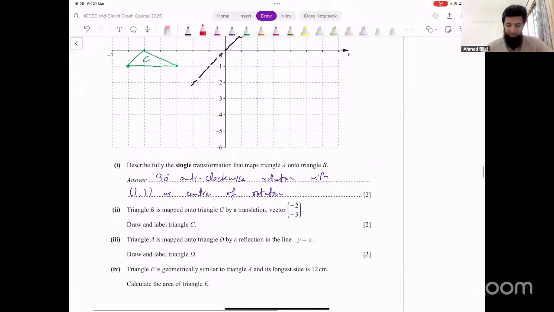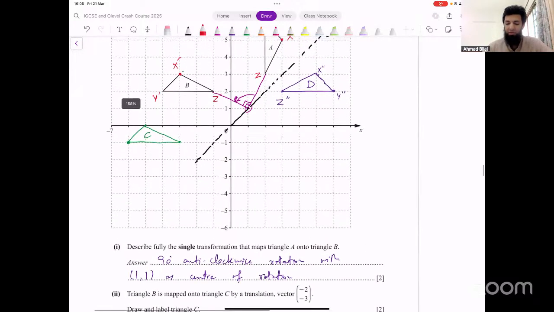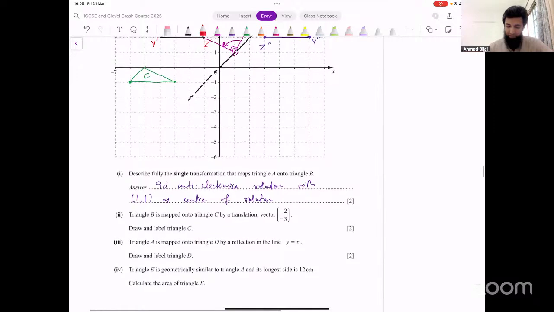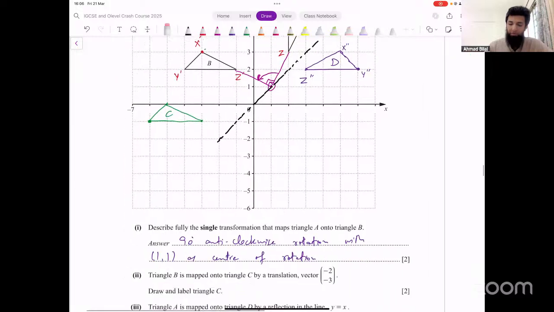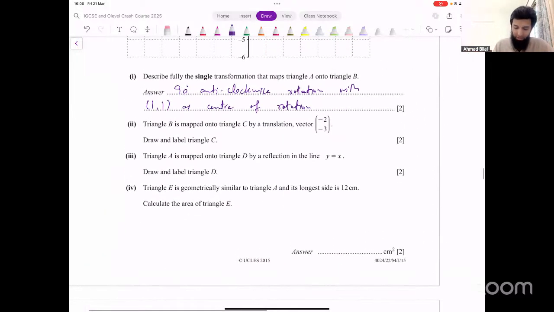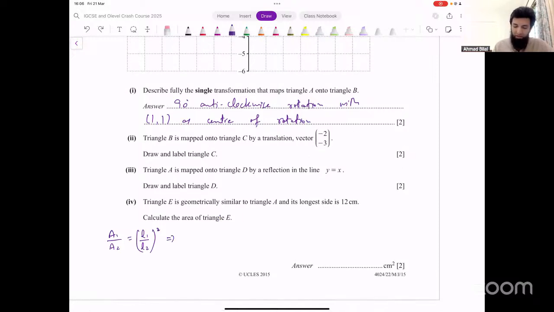Okay, let's move on. Now it says triangle E is geometrically similar to triangle A, and its longest side is 12 centimeters. Calculate the area of triangle E. Now, how can we do that? The longest side of that is 12. It's similar to A. What's the longest side of triangle A? That is 3 units. Okay. So what we can say is A1 over A2 should equal (L1 over L2) whole squared. We have to find the area of triangle E. Let's call this A1.